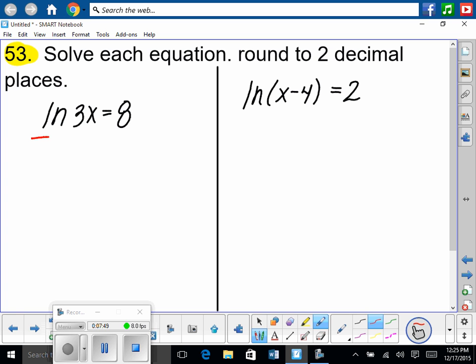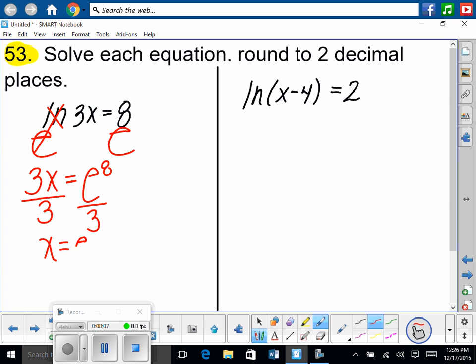So now we can undo ln. And what undoes ln? It's e. So if we do e to one side, we've got to do it to both sides. So ln and e cancel out. So left is 3x, which is equal to e to the 8th power. And then from there, we're just solving for x algebraically, divide both sides by 3. So we get x is equal to e to the 8th divided by 3. Now that answer is very pretty. It's exact. So I don't know why they'd want us to do the decimal answer in this one, because really that's a prettier answer. But I'm going to go with the instructions.